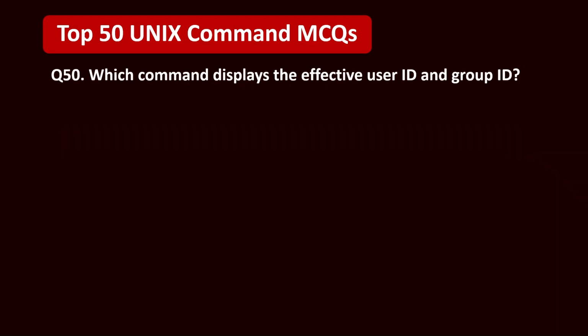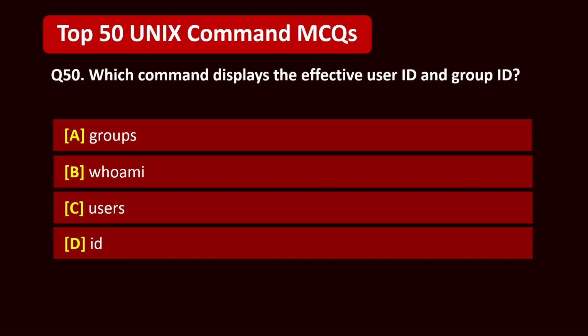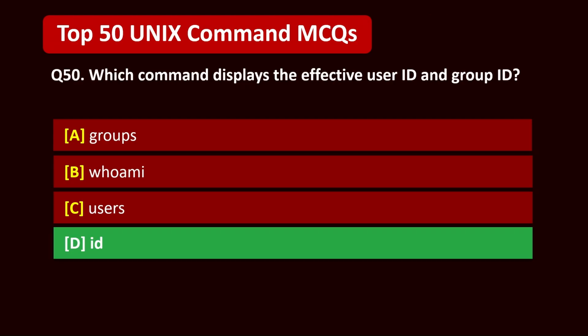Question 50. Which command displays the effective user ID and group ID? A. groups, B. who am I, C. users, D. ID. Correct answer is D. ID.